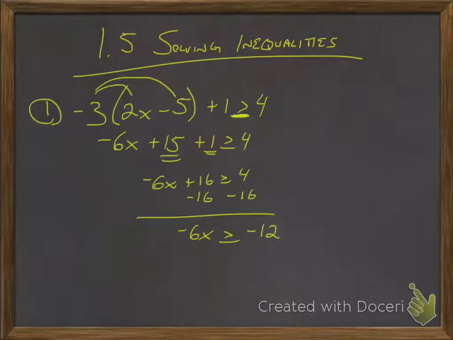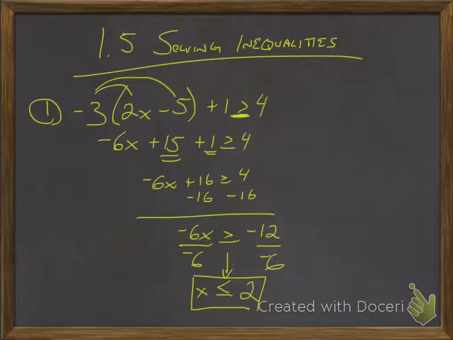This is where inequalities are different, because when I divide by -6, if you remember, something happens because that's a negative. What happens is that I need to change this inequality to a less than or equal to sign. It flips, it changes the inequality when you multiply or divide by a negative number. Okay, so then -12 divided by -6 becomes positive 2. So what that means is any x that is less than or equal to 2 will make this inequality true if you plug it in.